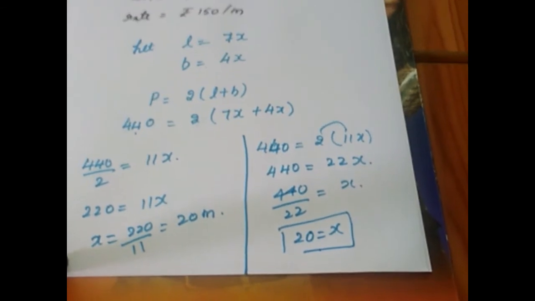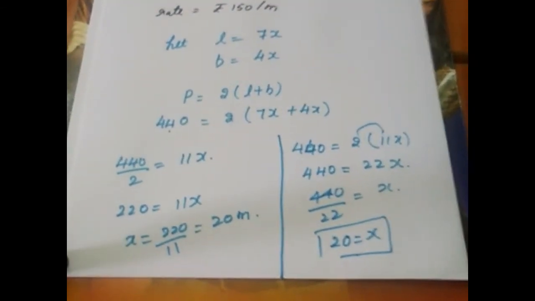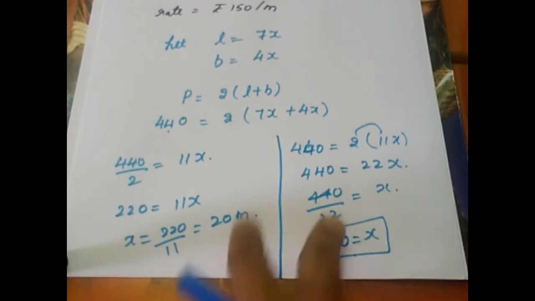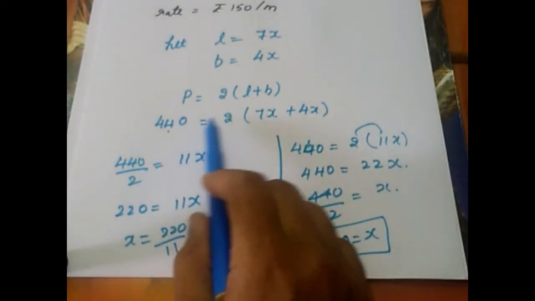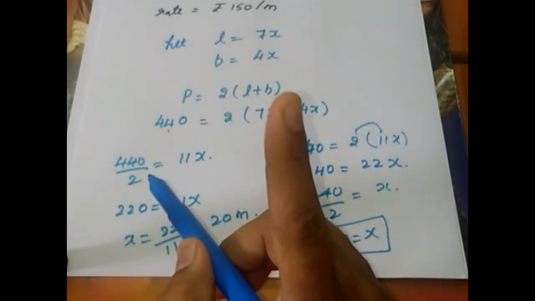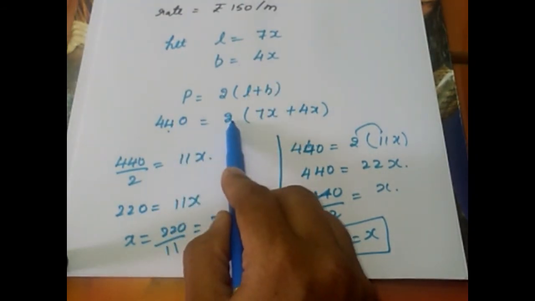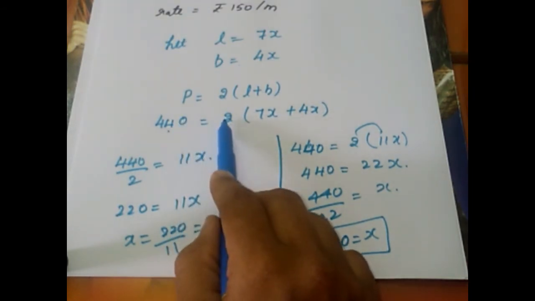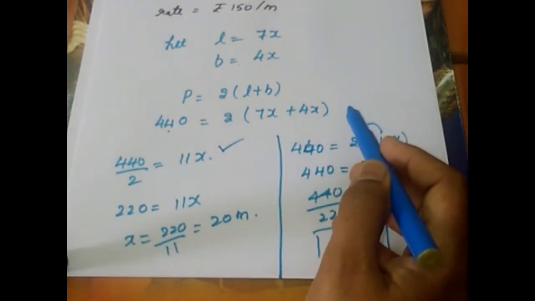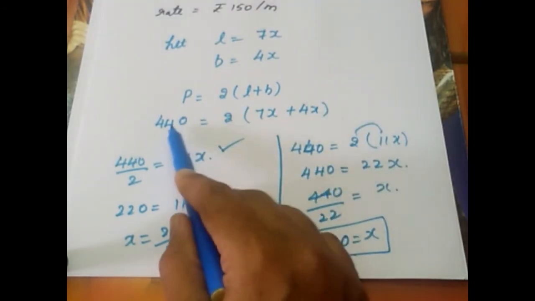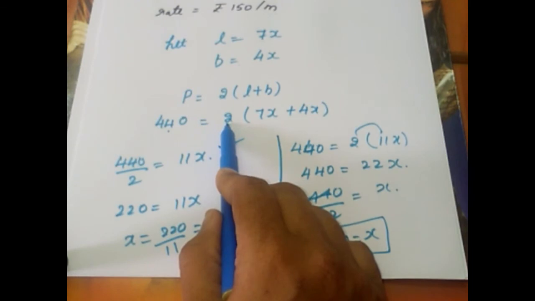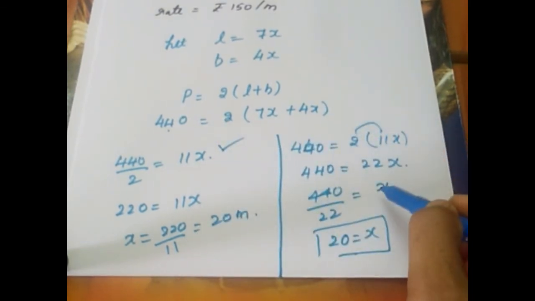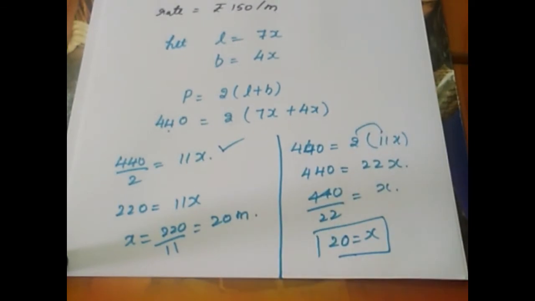So which method do we need to follow? You can follow any one of the methods, but in the first case, before you follow this method, you need to notice whether the 2 can divide the number on the left hand side. If this is 440 and this is 2, it's an even number which is divisible by 2, so this method can be applied. Sometimes the value on the left hand side may not be divisible by 2. In such a case, we have to follow the second method. So both the methods are shown to you. Try to keep it in your mind.